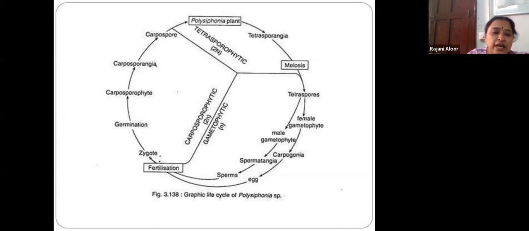That is why the life cycle is called triphasic and haplodiplontic type of life cycle. The total life cycle is called the haplo-diplontic life cycle. Okay? Did you understand, ma'am?